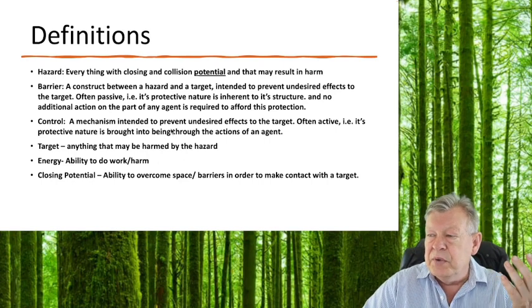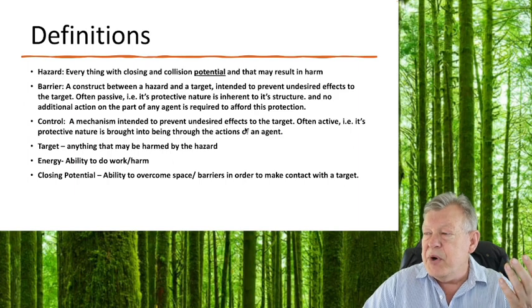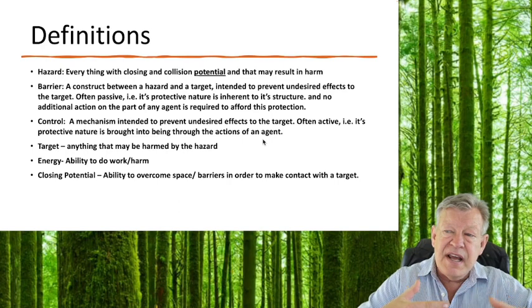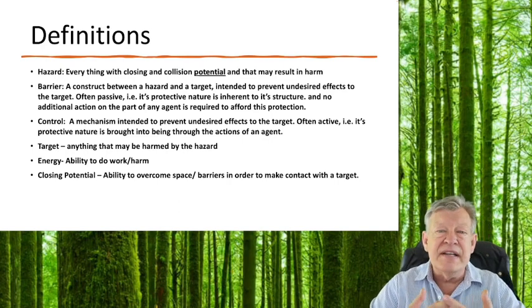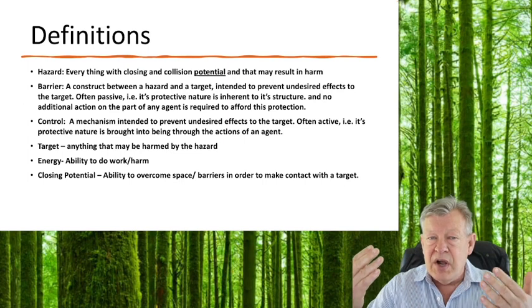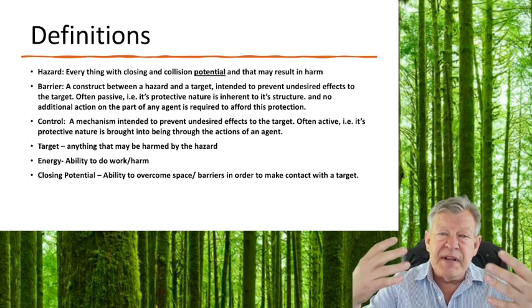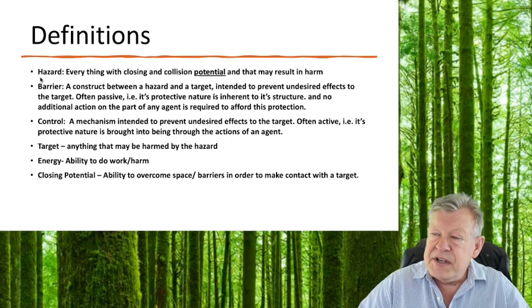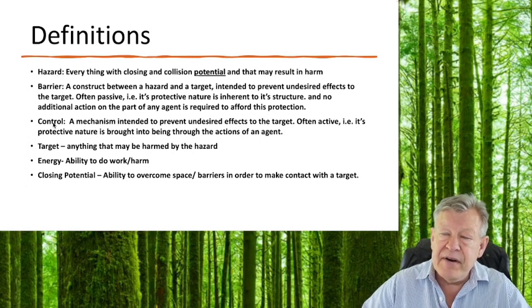And then a control is something that we put in place to prevent the undesired effects to the target. Now, that is the difference between a barrier and a control. A barrier is passive, just sits there, and a control is something that has to be done. It's either a guard or a hooter or a procedure or something that people have to do. Okay, and here at the bottom we just talk about the closing potential. So hazard, barrier, target, and then energy, the ability to do work and harm, and closing potential: I must get close enough to you.